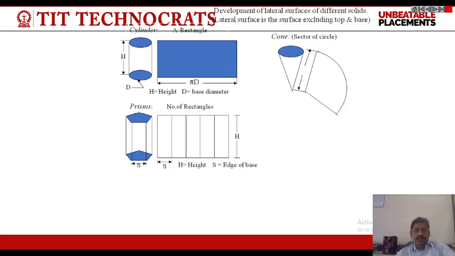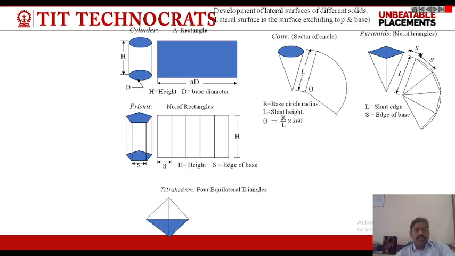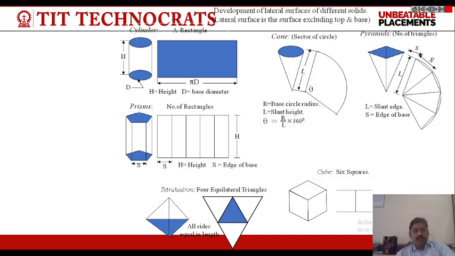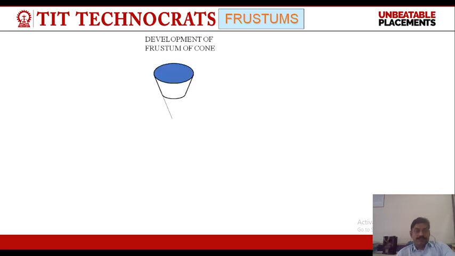Cone is opened like this. Base parallel, radius, slant edge. This is a pyramid. Number of triangles. Tetrahedron, 4 equilateral triangles. Cube, 6 square faces. Development of the frustum of the cone.